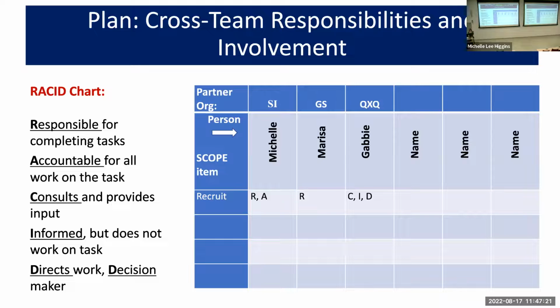So on the first column, you're going to put in all of the deliverables and activities of the project. So just as an example, I worked over the summer on a project with 2 other partners. One was Girl Scouts and one was Qubit by Qubit. And recruit was one of the activities. Who's responsible? I'm responsible and accountable. Marissa might have been responsible. Gabby from Qubit by Qubit consulted. We kept her informed and she had some decision making.